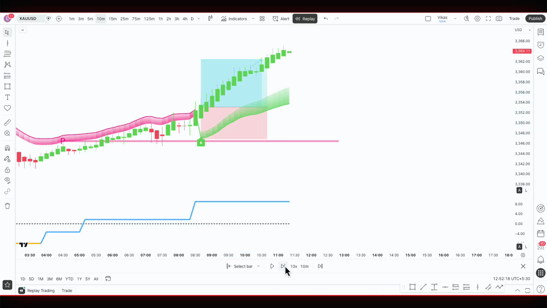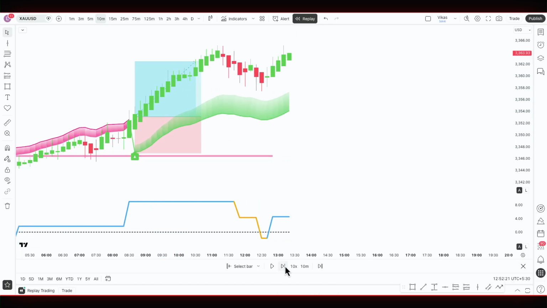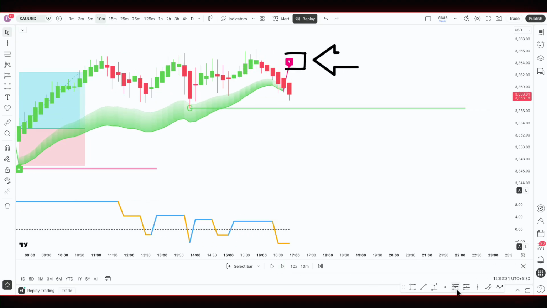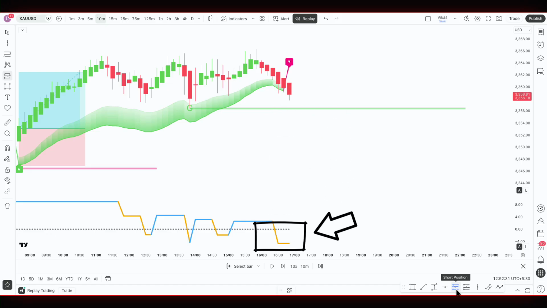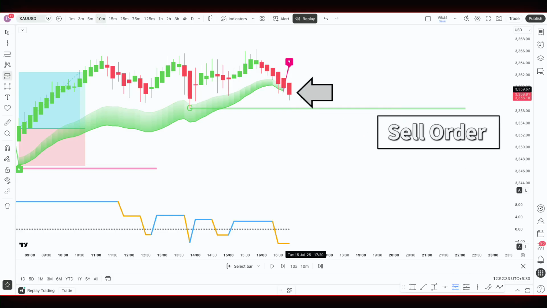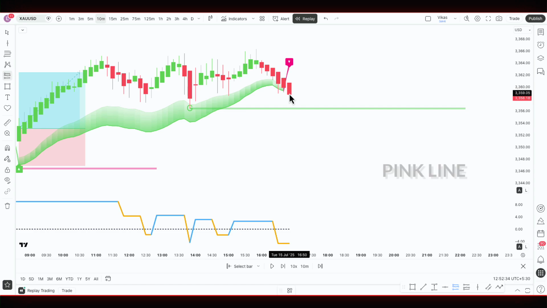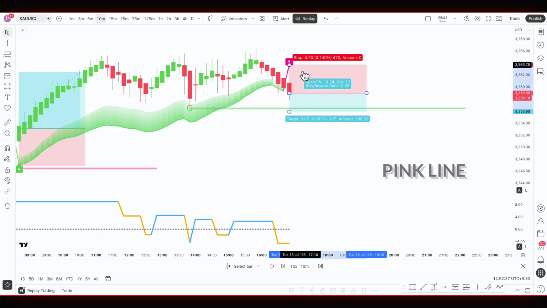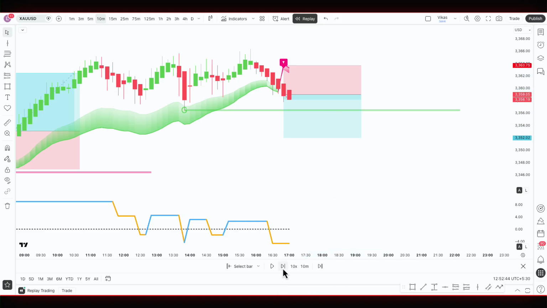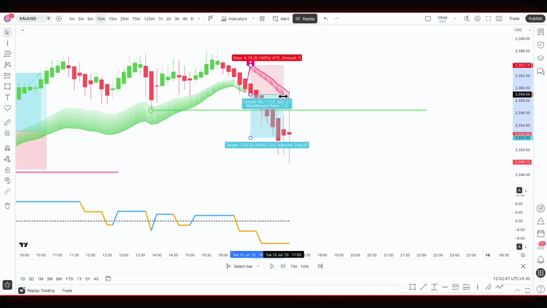Let us now understand the short position. When the impulse trend arrow of this indicator is a sell signal, when the orange line of OBV MACD should be below the zero line, when the market forms a bearish candle. If this condition is fulfilled, then we will place a sell order. Our stop loss is to be placed at the pink line, and the risk-to-reward ratio will be 1:1.5. The market has completely hit the target.